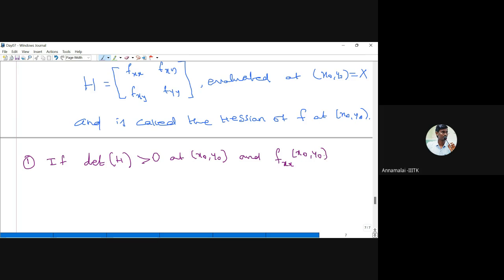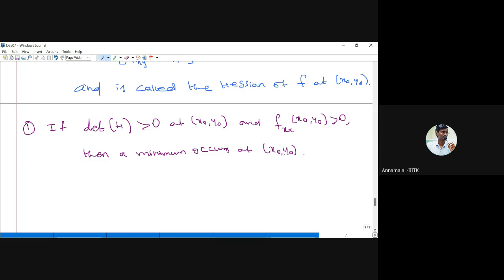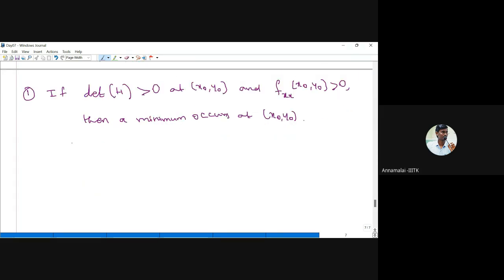So assume that x naught y naught is a critical point. Suppose fxx is positive. Then a minimum occurs. The function has a minimum at the point x naught comma y naught. If fxx at x naught comma y naught is positive and the determinant is positive, then a minimum occurs at the point x naught comma y naught. That's the first one.